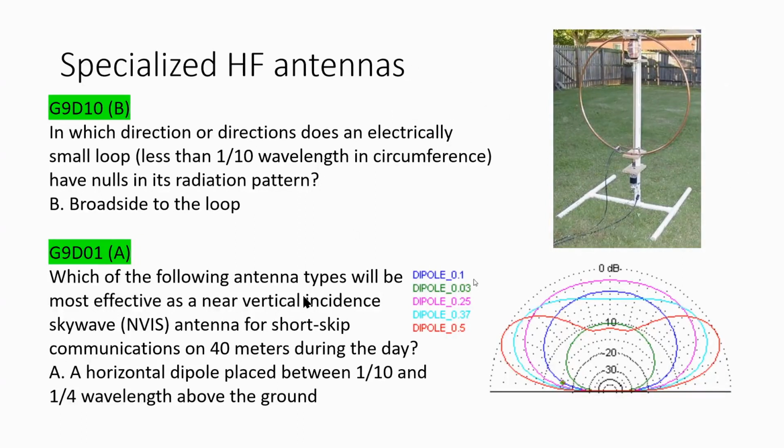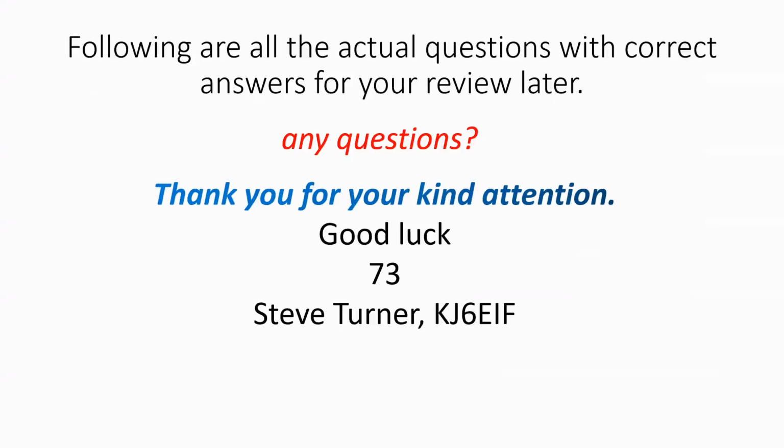You've heard a lot about NVIS antennas. Which of the following antenna types will be most effective at or near a vertical incident skywave antenna for short skip on 40 meters? So this is a 40-meter dipole placed a tenth to a quarter of a wavelength above the ground. Remember that diagram? This is the diagram repeating itself. A tenth is the blue one. Most of the signal strength is going up and being reflected.